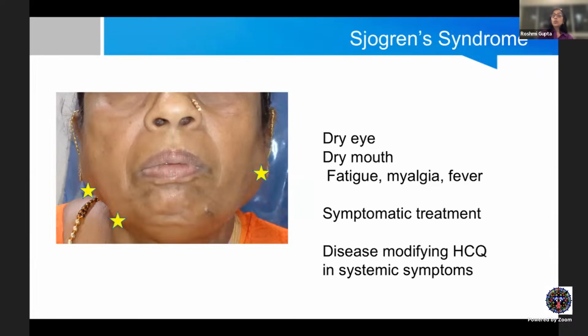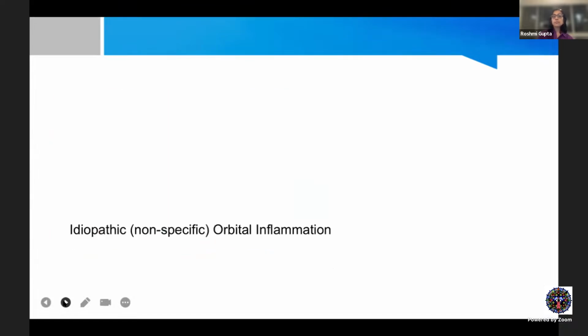Now, we don't really need to treat these patients with steroids. It's symptomatic treatment for dry eye and treatment for dry mouth. Only if there's a systemic symptom, fever, fatigue, and so on, disease-modifying agents such as hydroxychloroquine are used.